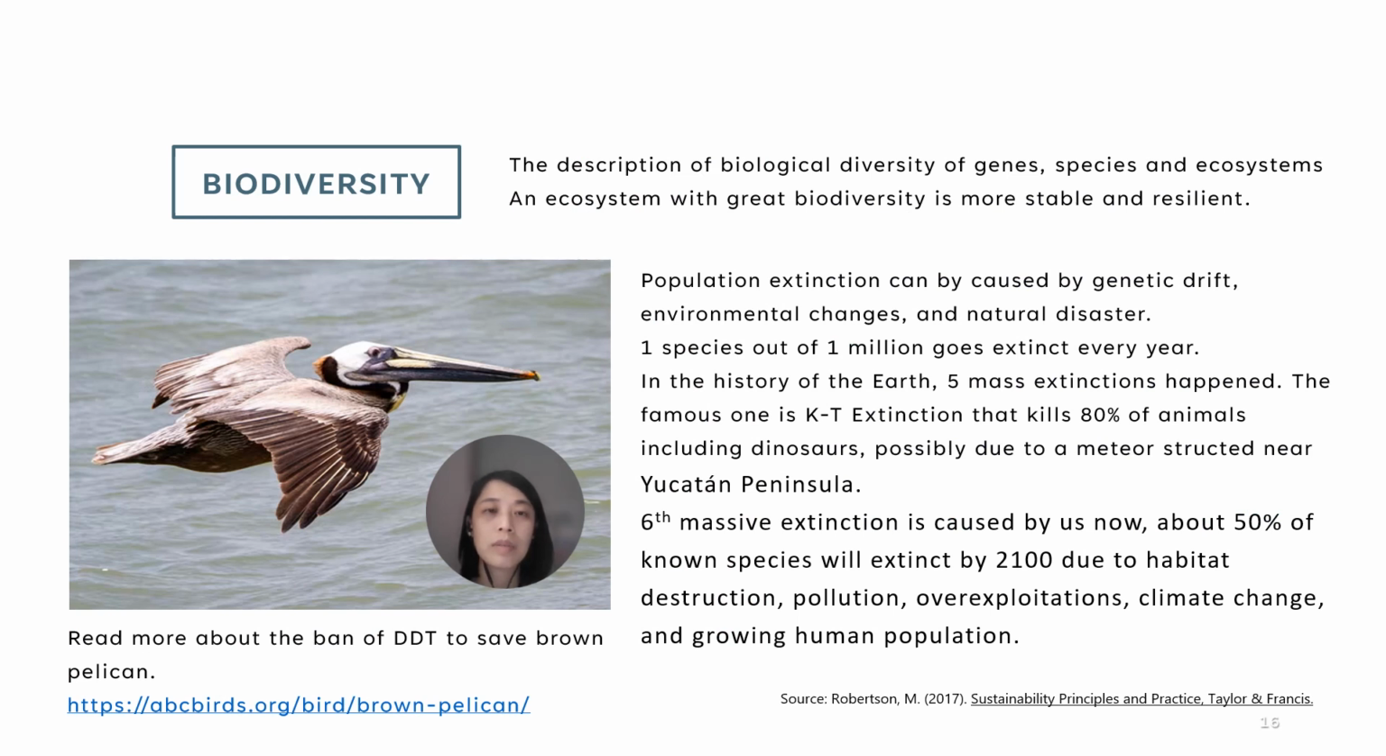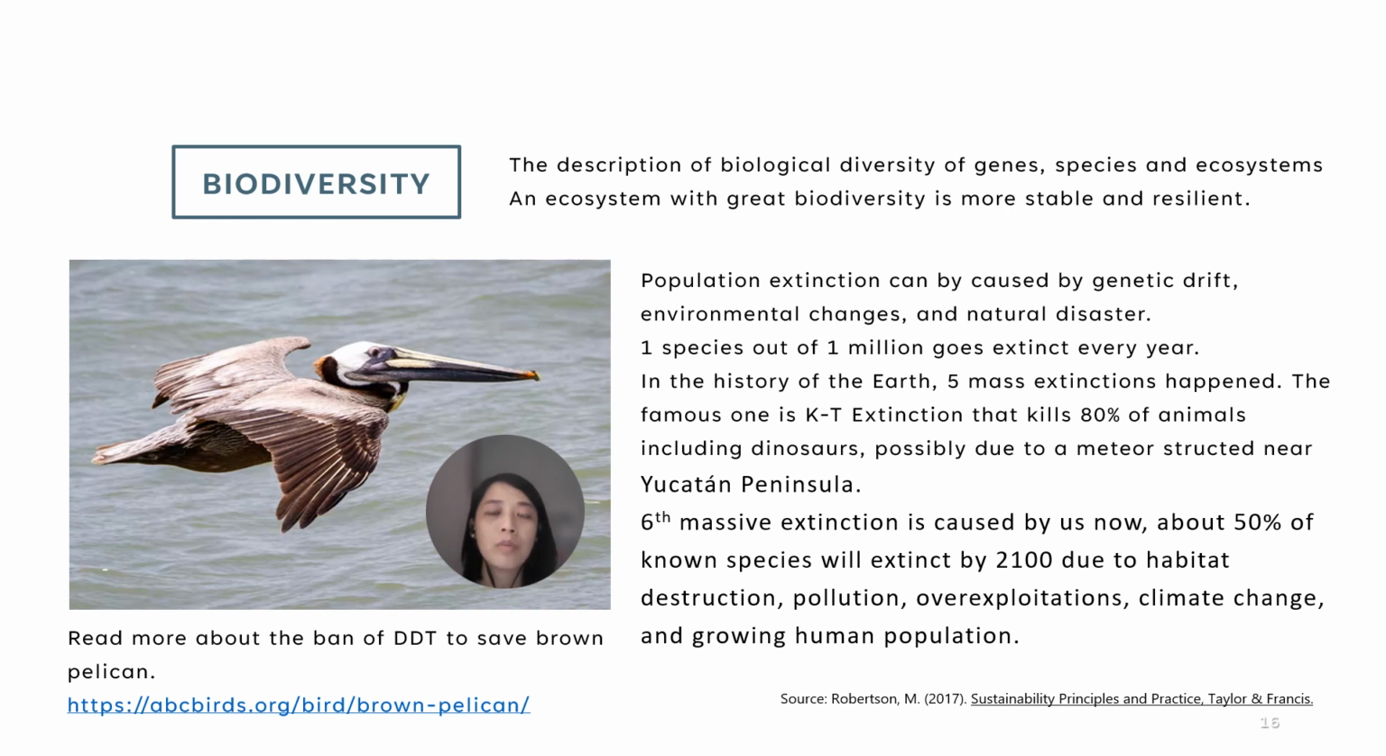Biodiversity describes the biological diversity of genes, species, and ecosystems. An ecosystem with great biodiversity is more stable and resilient. Population extinction can be caused by genetic drift, environmental changes, and natural disasters. One species out of 1 million goes extinct every year. In the history of the Earth, 5 mass extinctions happened before.